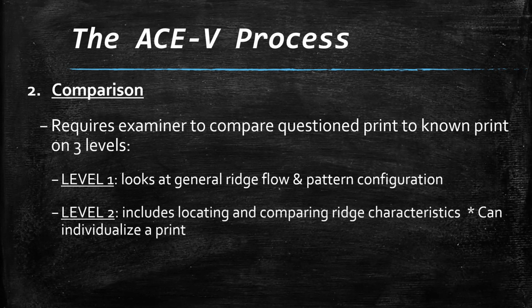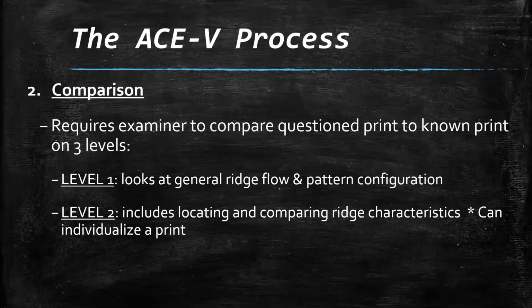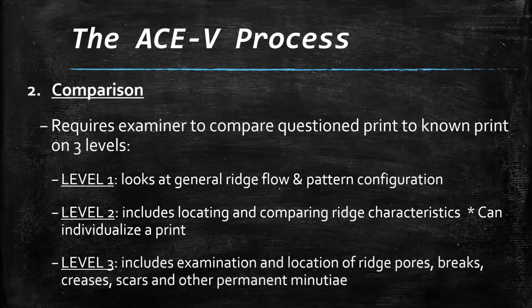So that's the first step, is just a general pattern, loop, arch, whorl. The second step, they compare the actual ridge characteristics. So they zoom in and they start looking at ridge characteristics and they determine a yes or no for, is this a match? The third step is they zoom in even more to even more specific tiny characteristics, and they actually look at the pores, the ridges, where the pores are placed, any breaks in ridges, creases, scarring, any other permanent minute details that could say, yes, this is this person's print, or no.